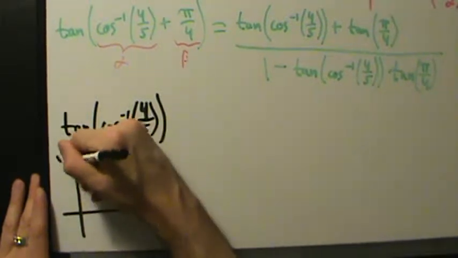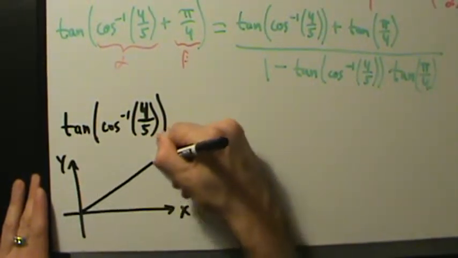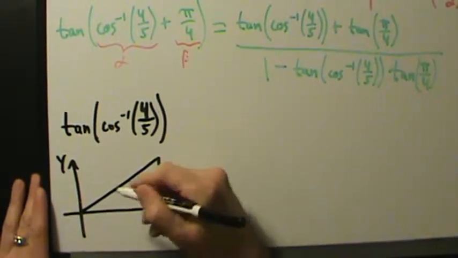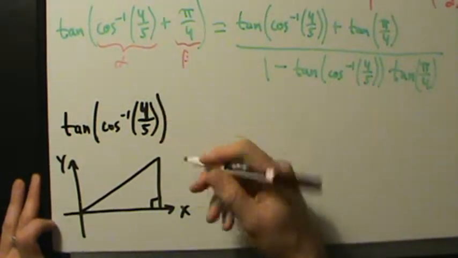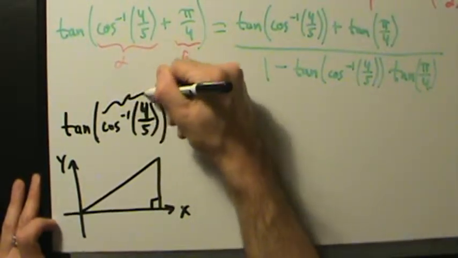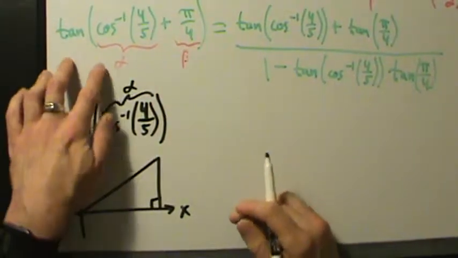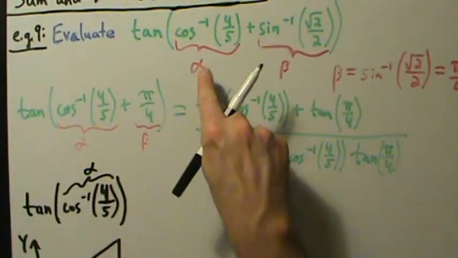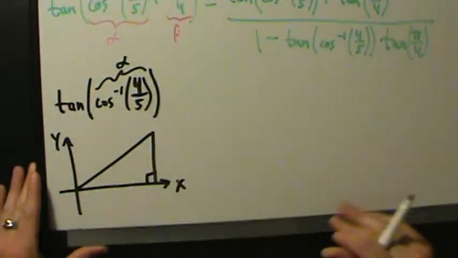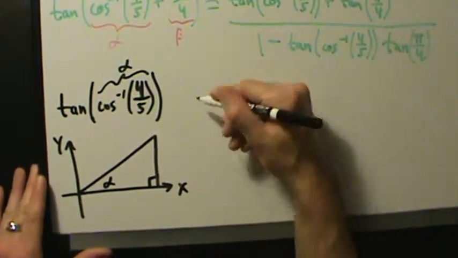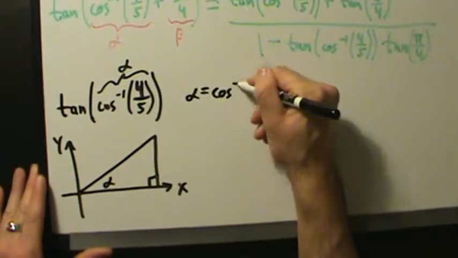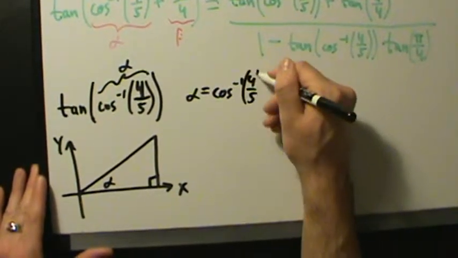Okay, x-axis, y-axis. So here's our reference triangle. And remember, inverse cosine of 4 over 5, we were calling that alpha. So inverse cosine of 4 over 5, that is our alpha. That's what we've been calling it since the very beginning up here. Okay, alpha is the inverse cosine of 4 over 5. So here's our angle alpha. Okay, so alpha equals inverse cosine of 4 over 5.